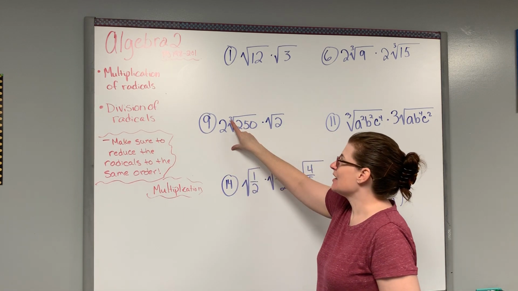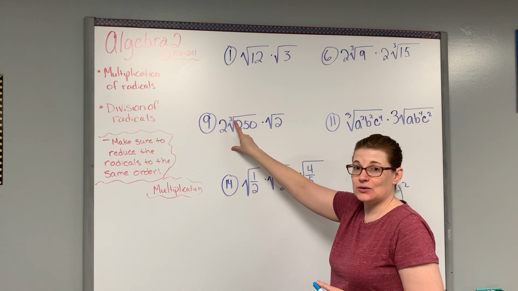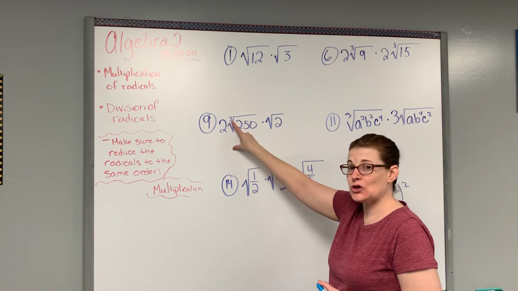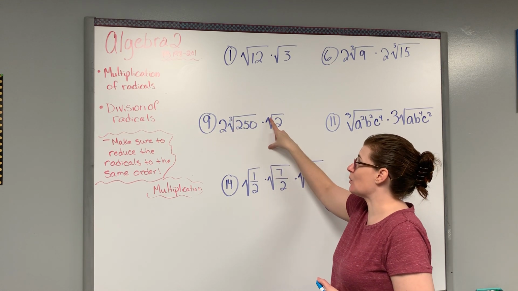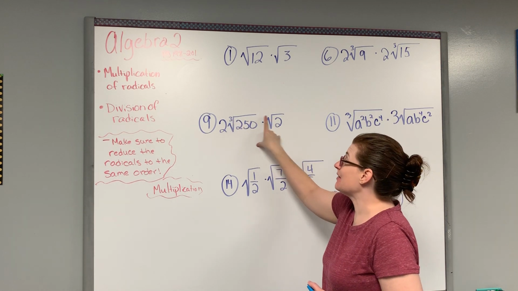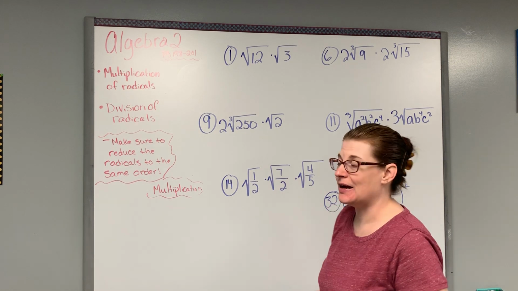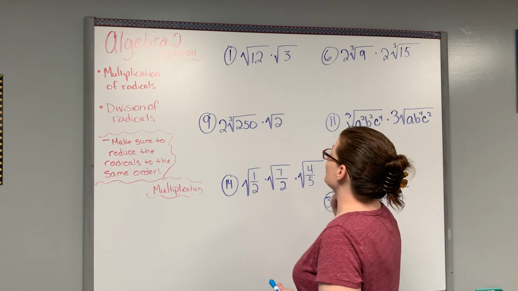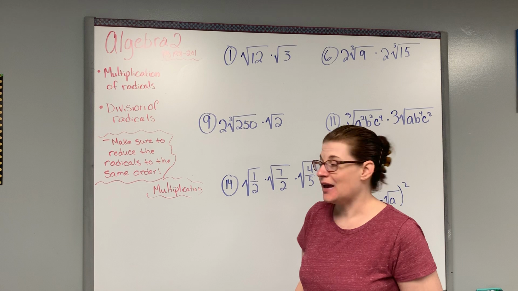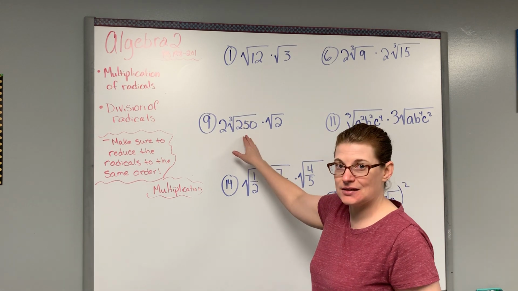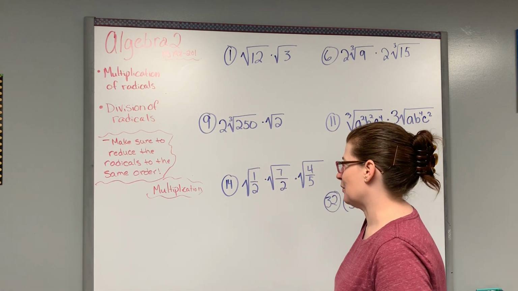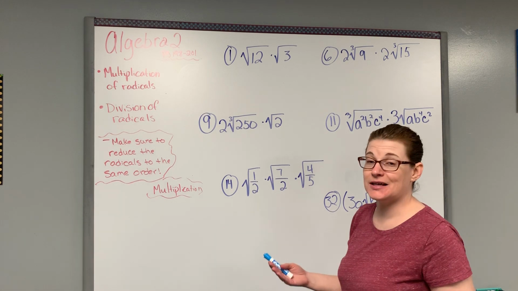The same order is the index number, the little cube in this case, and this one's a square because there's no number here. They have to be the same in order to multiply or divide. You also want to reduce as much as you can bigger numbers like this to make it easier to work with.